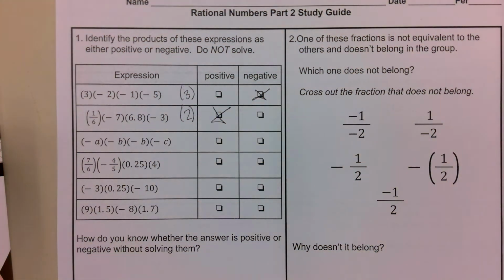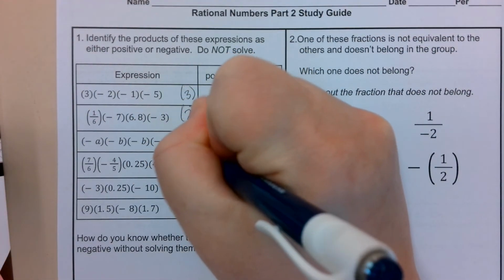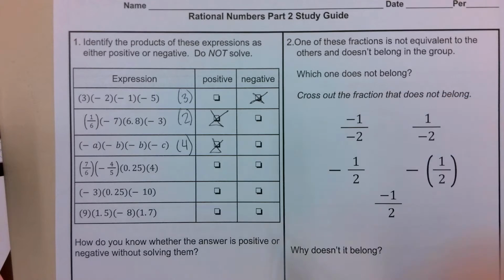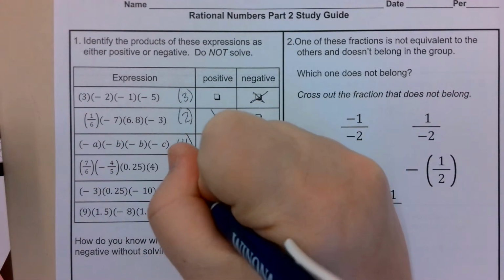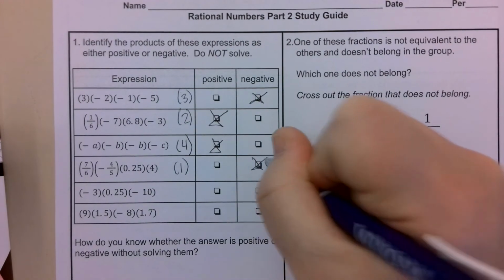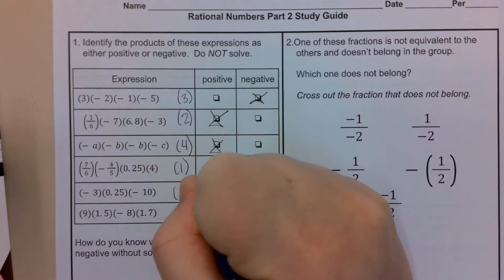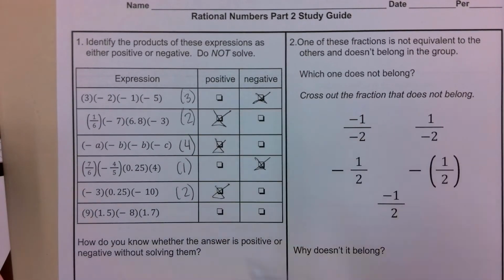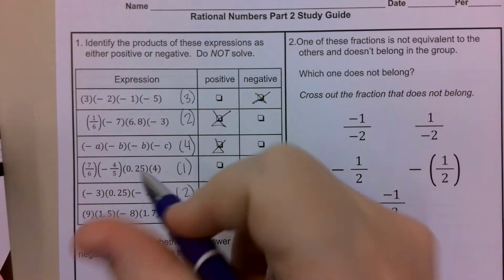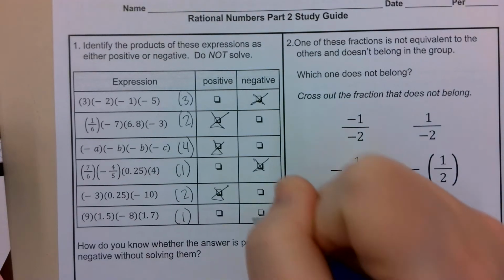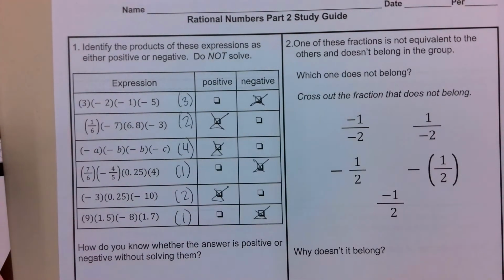All right. The third one, I have 4 negatives. 4 is an even number, so it'll be positive. Next one, I only have 1 negative, which makes it negative. 1 is odd. The next one, 2 negatives, which makes it positive. And finally, the last one, only 1 negative, which makes it negative.